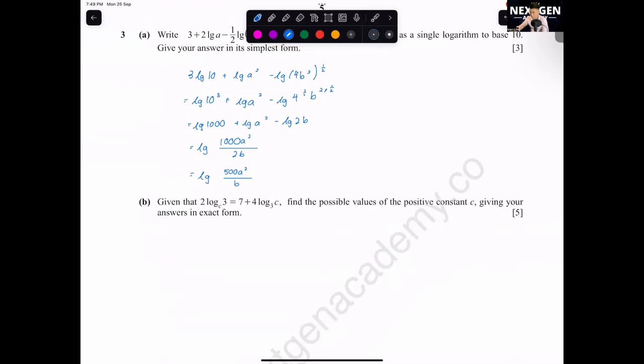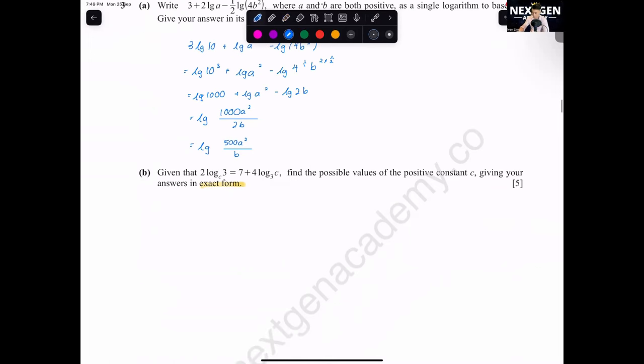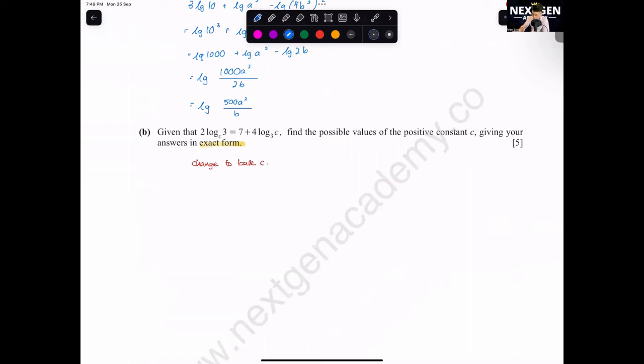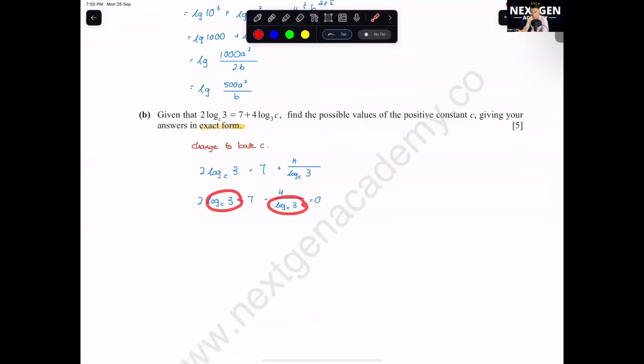3b. Given that 2 log c3 equals to 7 plus 4 log 3c, find the possible value of the constant c, and then they want it in exact form. What I'm going to do here, change to base c first. So 2 log c3 equals to 7 plus 4 log c3. Rearrange it. Bring it all to the left-hand side first. 2 log c3 minus 7 minus 4 log c3 equals to 0. You need to learn how to recognize this form already, because this one has come up quite a number of times. You will be able to convert this into a quadratic equation.